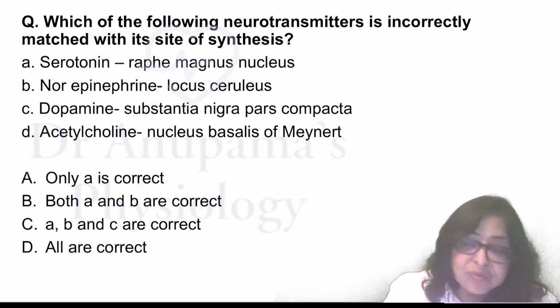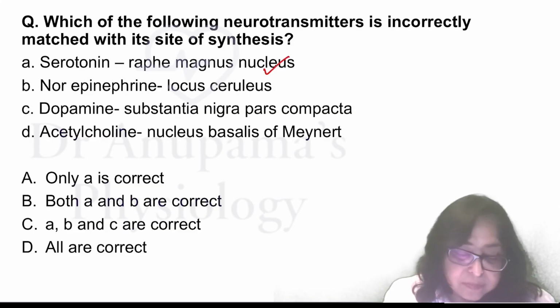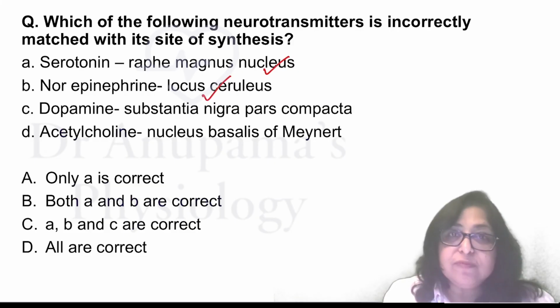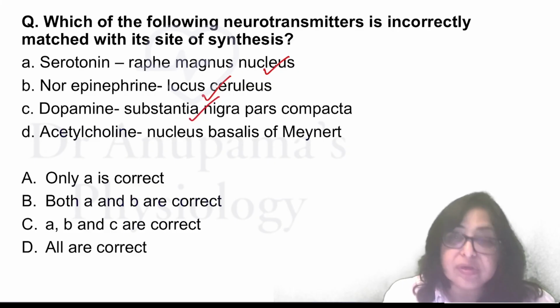Now, raphe magnus nucleus secretes serotonin, this is absolutely correct. Norepinephrine is from the locus ceruleus. This is also correct. Dopamine from substantia nigra pars compacta. This is also correct. Acetylcholine from the nucleus basalis of Meynert.